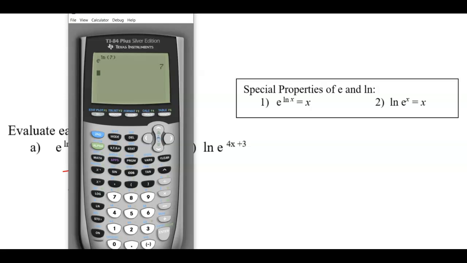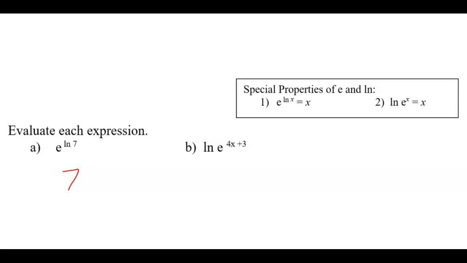you get 7, because natural log is log base e. Those are inverses of each other. They cancel each other out. And same thing over here, natural log of e to a power. So either way that you see it, e to a natural log or natural log of e, those are going to cancel out, and you're just left with, in this case, 4x plus 3. So these are the special properties that we'll use quite a bit. So that's the example for A, and this is the one for B.